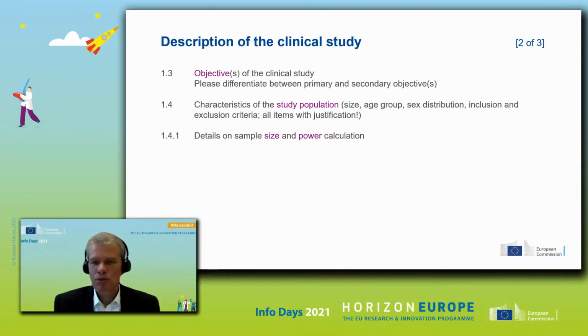Why do I include this type of subjects, or patients, healthy volunteers, and why would I like to exclude the ones with certain parameters? So justification is very important here. And then the last point on this slide is about the sample size and the power calculation.